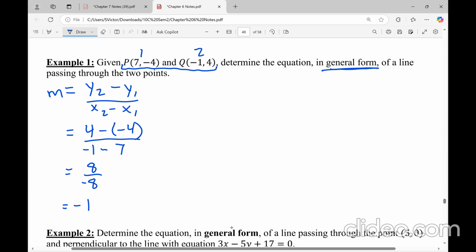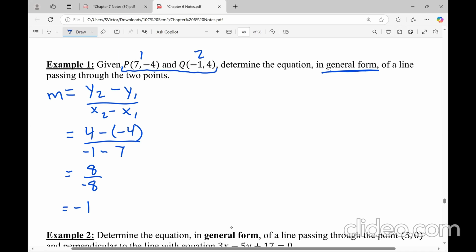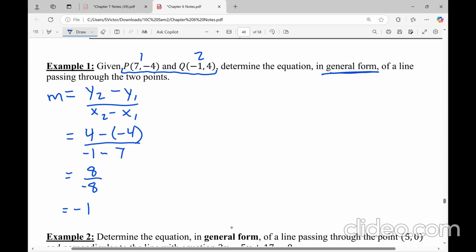Now we have to figure out if we're going to be doing slope-intercept or slope-point form. For slope-intercept, we need the y-intercept. Nothing here indicates there's a y-intercept. And if it was a point, remember, for the y-intercept the x is 0. Neither of these points has its x as 0, so I don't have the y-intercept. So I'm going to have to do slope-point form.